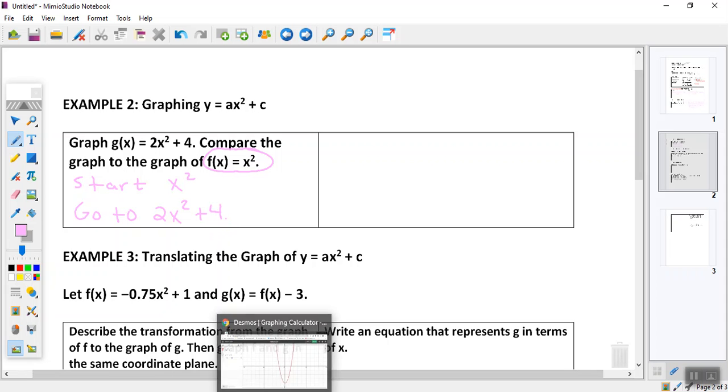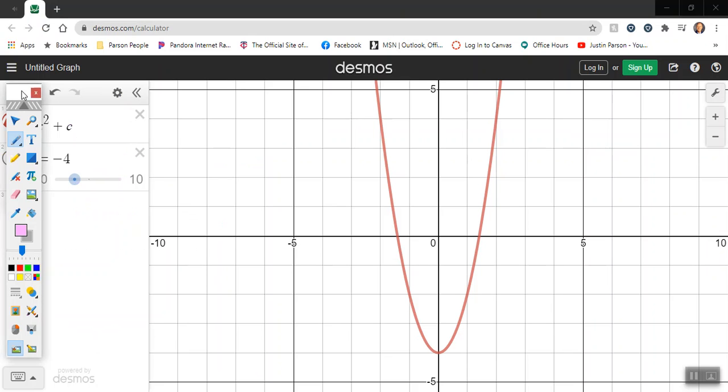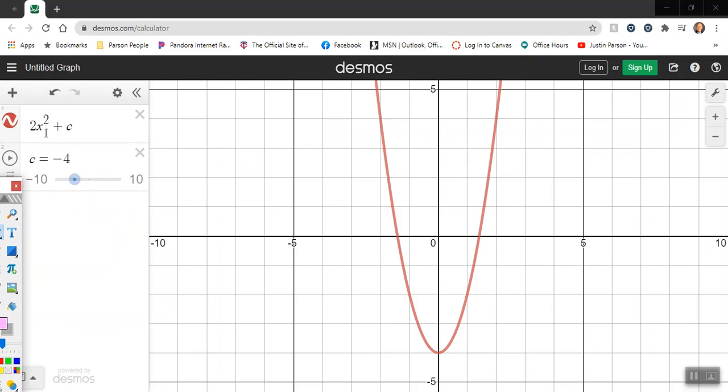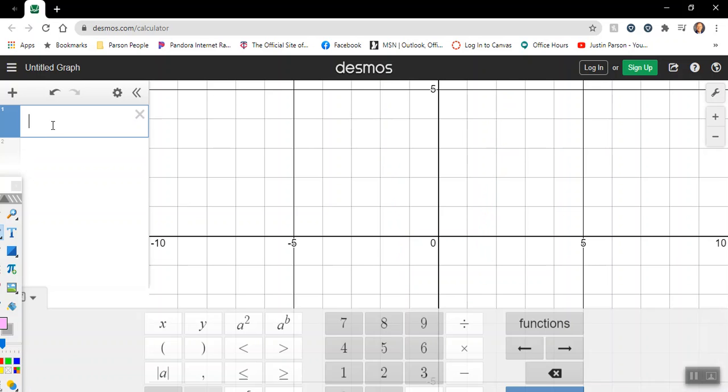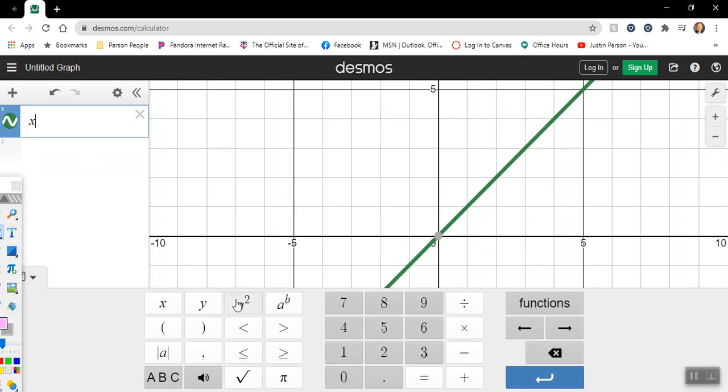Up 4. So let's just look at this real quickly. If I say, all right, x squared is my function right here to start with. This is the most basic one. I'll type that in. All right, there's x squared.